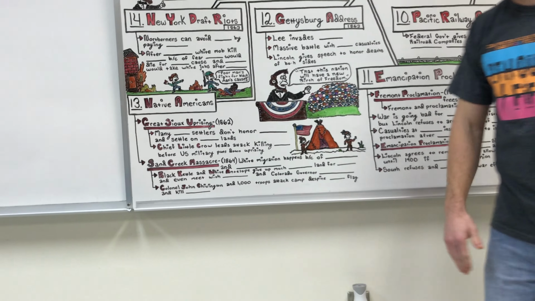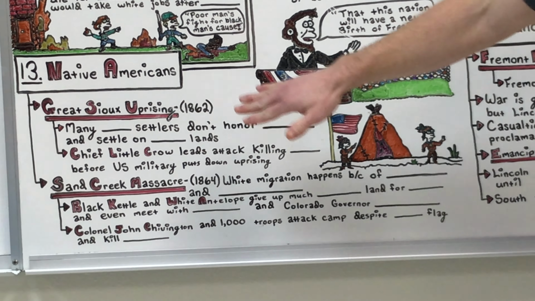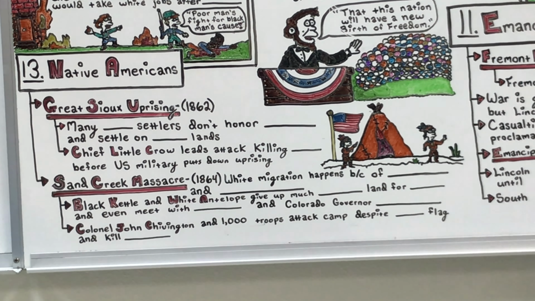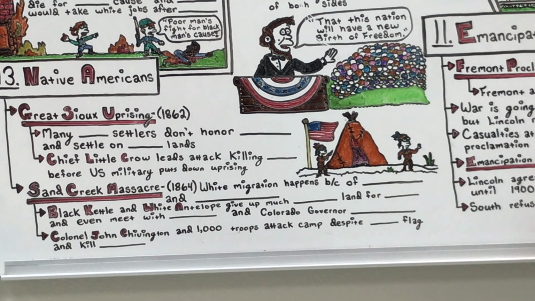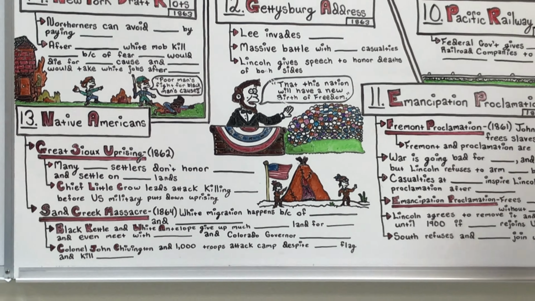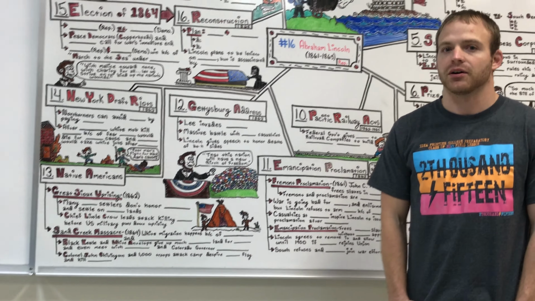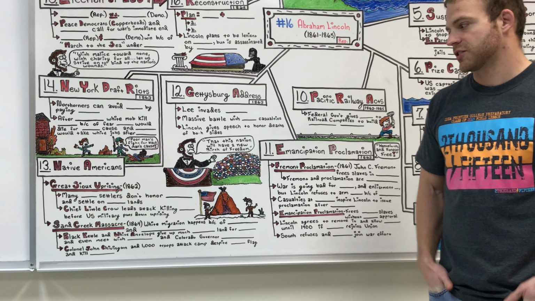Moving over here, Native Americans, oftentimes left out of the history books as well. Basically, the Great Sioux Uprising. Many people are moving west, and that's in violation of the Fort Laramie Treaty. And so, basically, Chief Little Crow is going to attack. About 1,000 U.S. settlers are going to be killed before the uprising is put down.